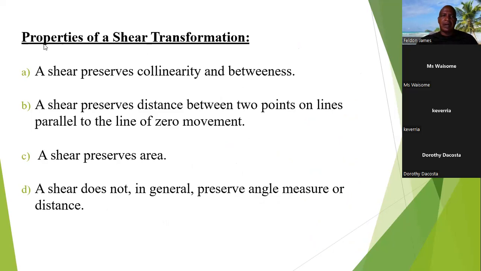All right, so properties of a shear. A shear preserves collinearity and betweenness. Collinearity just means they both share the same line.